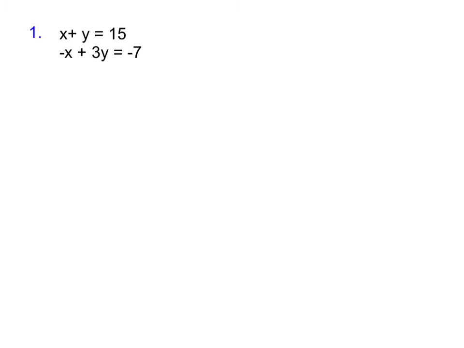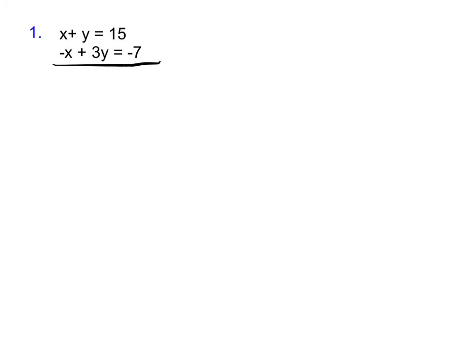Alright, let's look at some examples. Example number 1. x plus y equals 15 and negative x plus 3y equals negative 7. Step 1. This must always be step 1. Is everything lined up? Do we have our x terms, y terms, equal signs, and numbers lined up? Yes. Look at the equal sign. You have your x and y terms both on the left side, and your numbers are on the right. So, will something cancel? Yes, today everything will cancel.